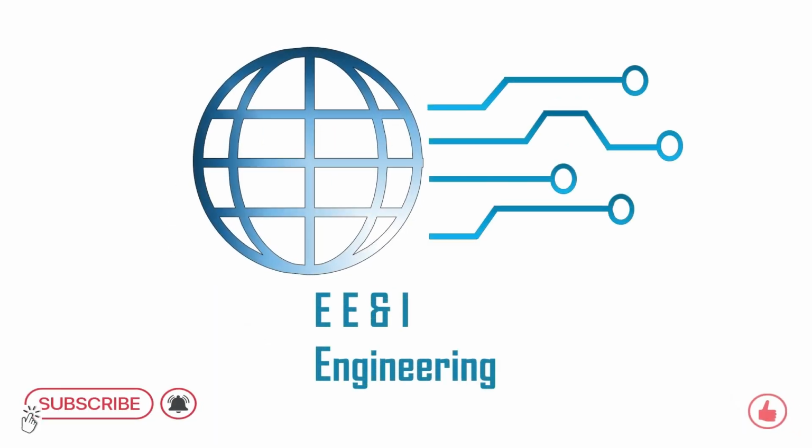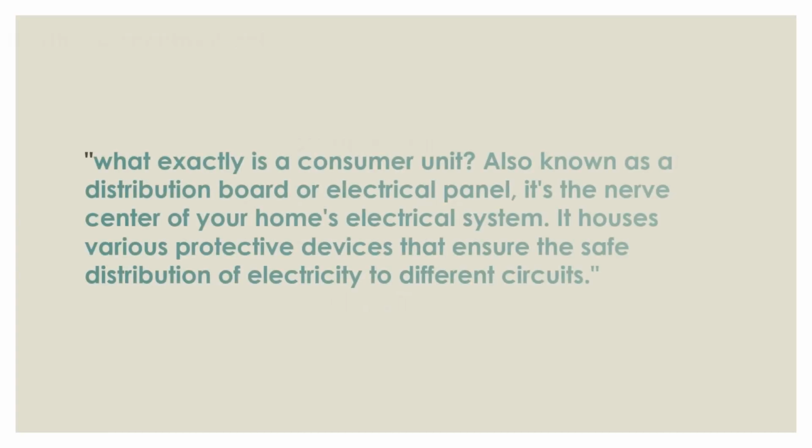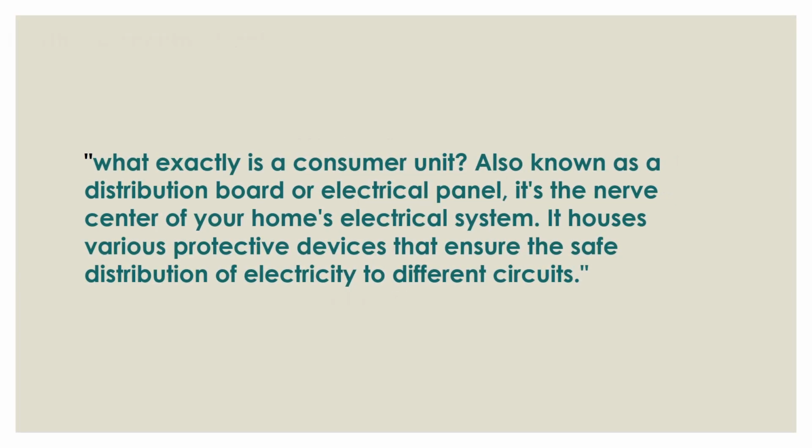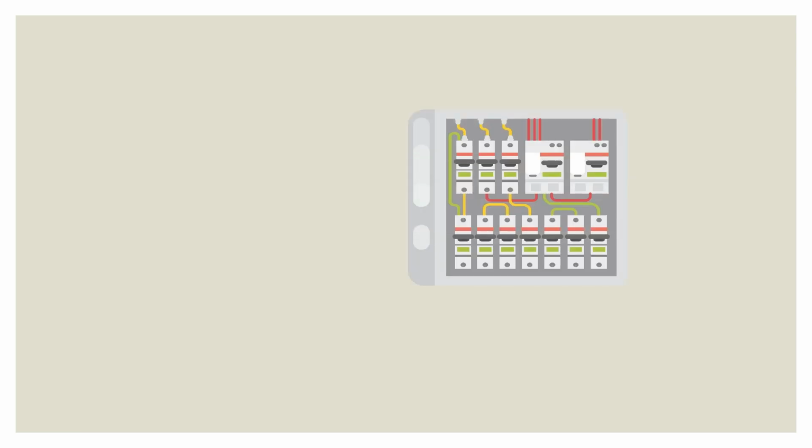First things first. What exactly is a consumer unit? Also known as a distribution board or electrical panel, it's the nerve center of your home's electrical system. It houses various protective devices that ensure the safe distribution of electricity to different circuits. Here's what a typical consumer unit looks like. As you can see, it contains circuit breakers, fuses, and other crucial components.